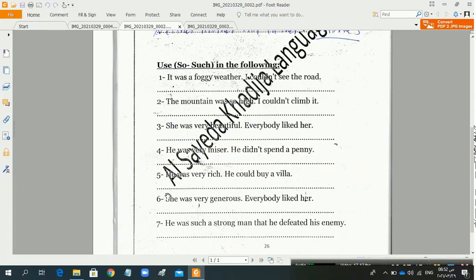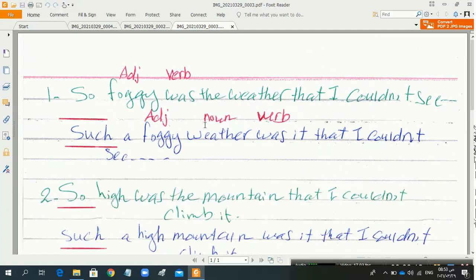Number five, he was very rich. He could buy a villa. Six, she was very generous. She likes to give people. Everybody liked her. Seven, he was such a strong man that he defeated his enemy. He beat them. Here are the questions. The following page is the answer. Here are the answers. How I use "so" and "such" at the beginning.